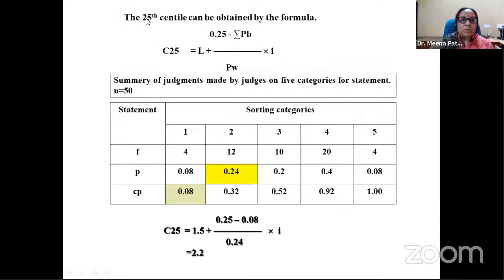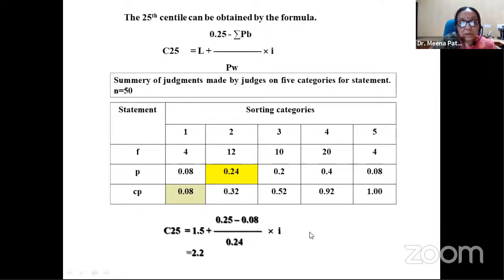Now we will calculate the 25th centile. 25% of 50 will fall at 12.5. So it will fall in between 1 and 2. That is the lower limit of the scale in which the 25th centile falls, because the value is 12.5. 4 plus 12 is 16, and somewhere in between this the lower limit falls. So plus 0.25 minus the sum of proportion below the interval, that is 0.08, and the proportion within the interval is 0.24. That's why the 25th percentile value will be 2.2.